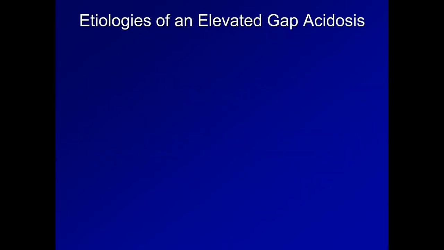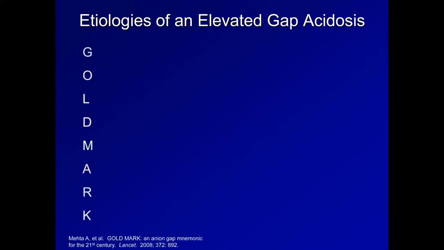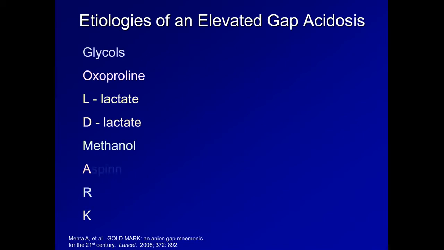The differential diagnosis of an elevated gap acidosis is fairly long. In order to remember them, several mnemonics have entered into common usage. The most common of these is MUDPILES. I actually think MUDPILES is a horrible mnemonic and strongly advocate abandoning it in favor of 2 alternatives. First is GOLDMARK. G is for glycols, O for oxoproline, L for L-lactate, D for D-lactate, M for methanol, A for aspirin, R for renal, and K for ketoacidosis.